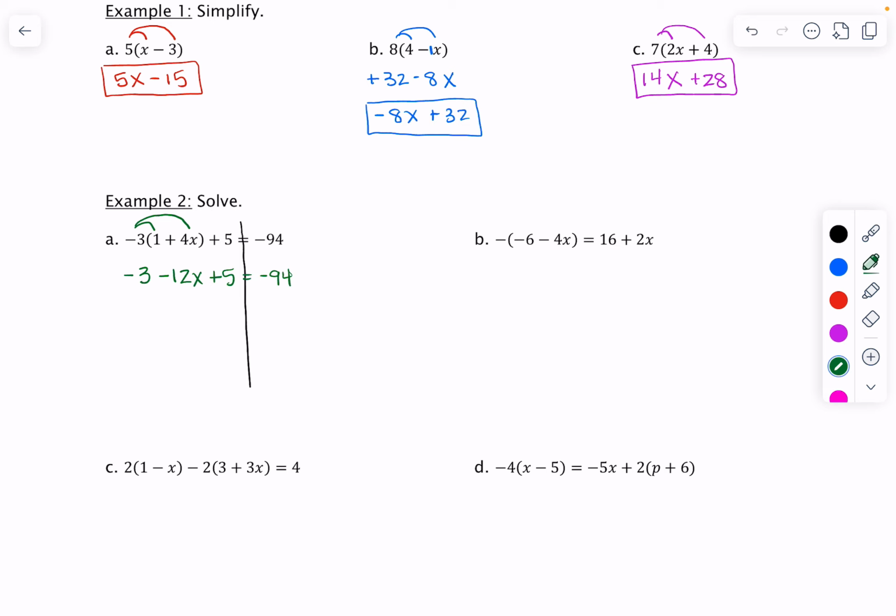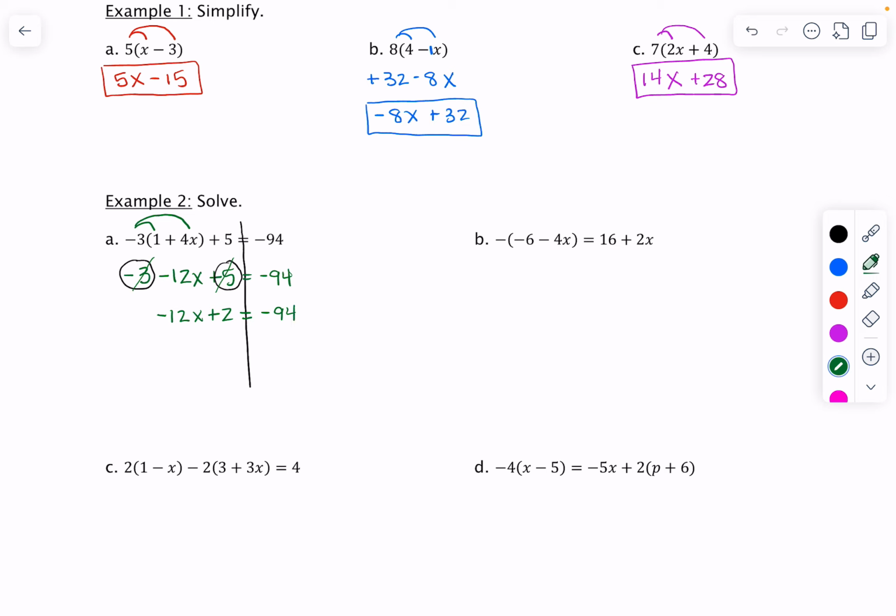I know negative 94 is a bigger number, but like I've said in previous lessons, we need to get used to using bigger numbers. So the first thing I need to do is combine like terms on the left. I have a positive 5 and a negative 3. So I'm going to bring the negative 12x down, and 5 plus negative 3 gives me a positive 2. We're done with those two things. Bring down the negative 94.